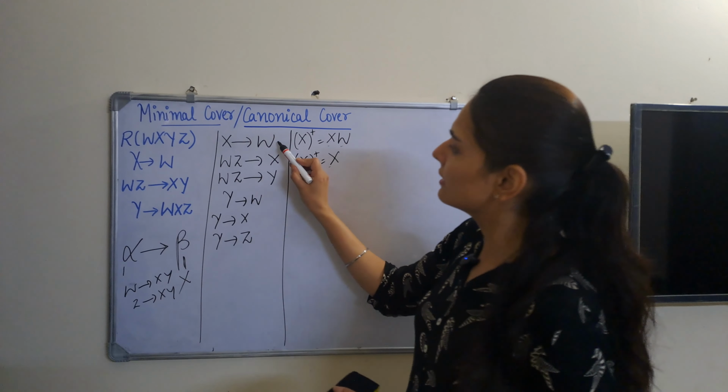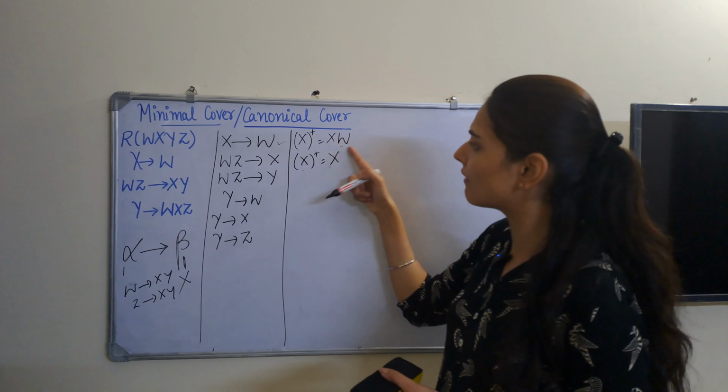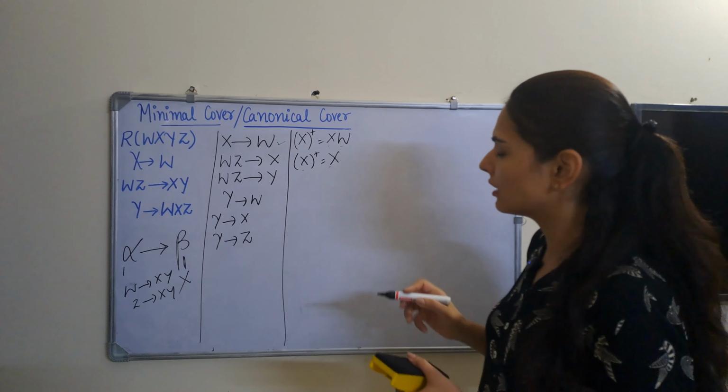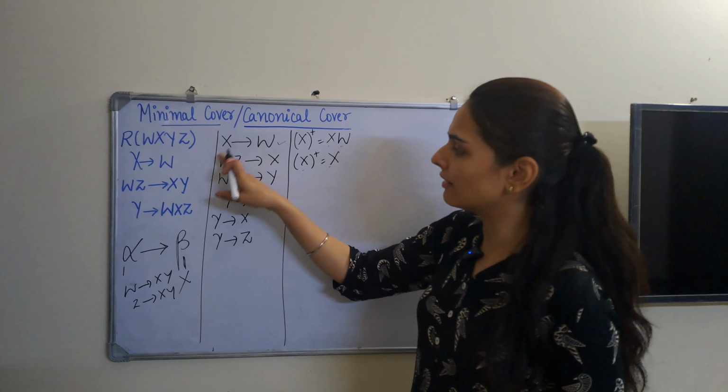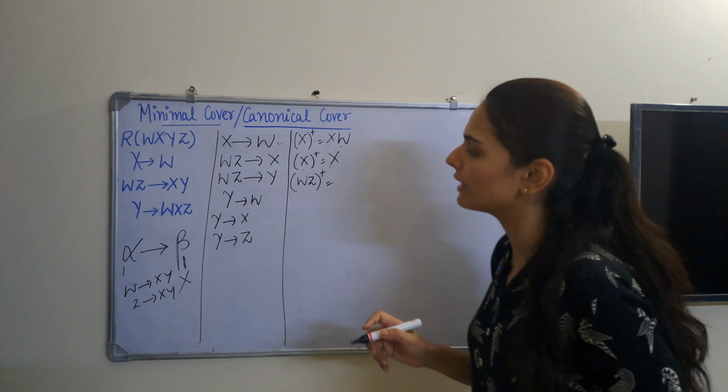So that means this has to be there. If this functional dependency will not be there, we will lose the value of w. So we cannot reduce that. Next attribute that we have is wz. Now let's find out the closure for that.